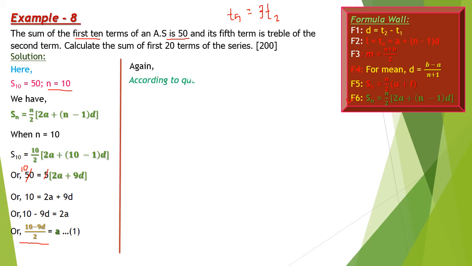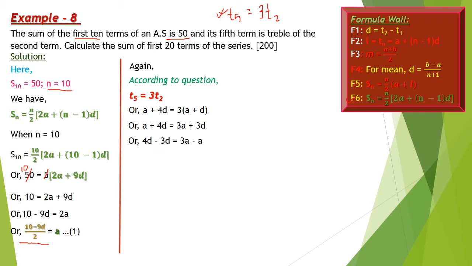Again, now we have our condition t5 is equal to 3t2. Now we know t5 is a plus 4d, and 3 times a plus d, since t2 is a plus d. So a plus 4d is equal to 3a plus 3d. 4d minus 3d is equal to 3a minus a, or d is equal to 2a. It's equation 2.